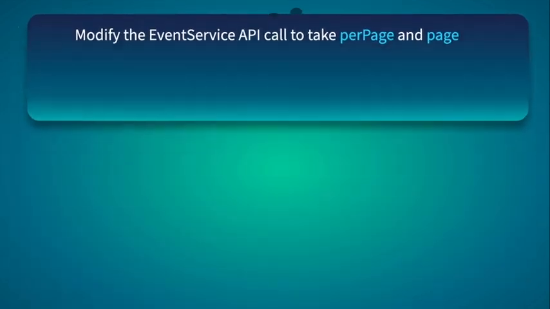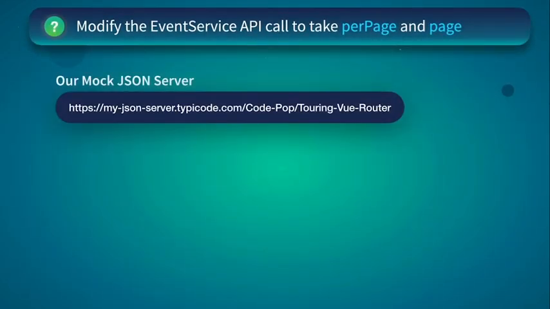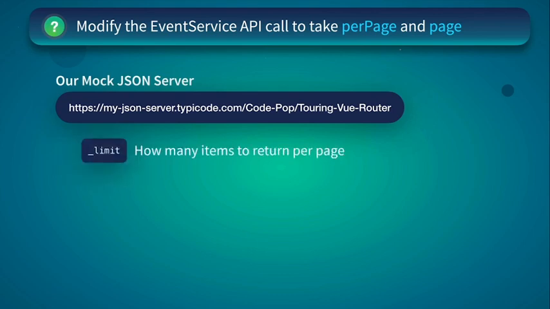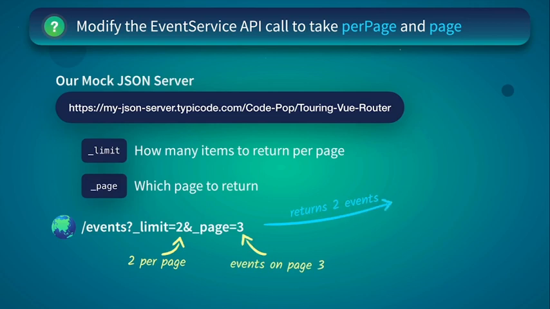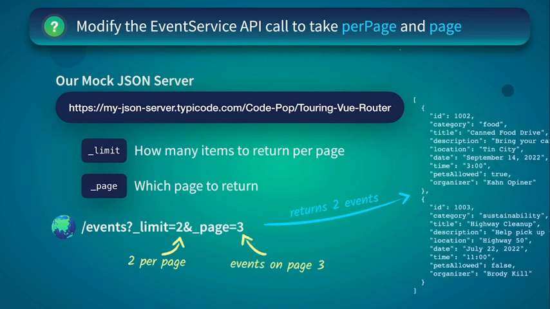Let's jump into it. Our mock JSON server uses this endpoint. And if we look at the server documentation, we see that we can send in an underscore limit parameter, which is how many items to return per page, and an underscore page parameter, which tells our API which page to return. So if we call our API with this URL, it'll return 2 events per page, and it will give us the 2 events on page 3, returning a JSON string which looks something like this.